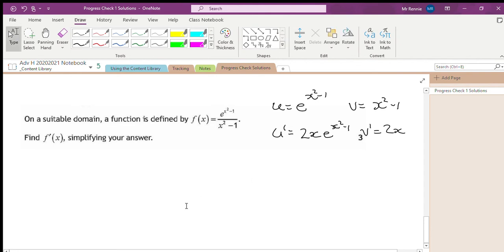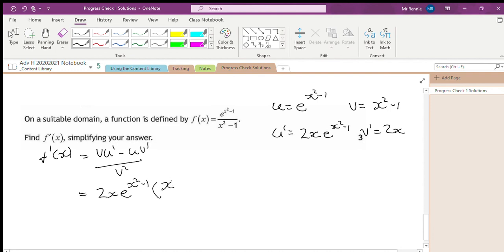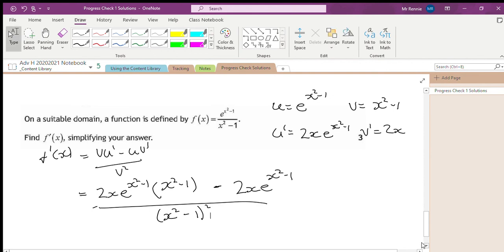So f dashed x, that's going to be v u dashed minus u v dashed all over v squared. Please make sure we get the formula right in that one, folks. V times u dashed, so that's going to give me 2x e to the x squared minus 1 lots of x squared minus 1. Take away u times v dashed, that's going to give me 2x e to the x squared minus 1, all divided by v squared, which is going to be x squared minus 1 squared. So that's what my differential looks like.